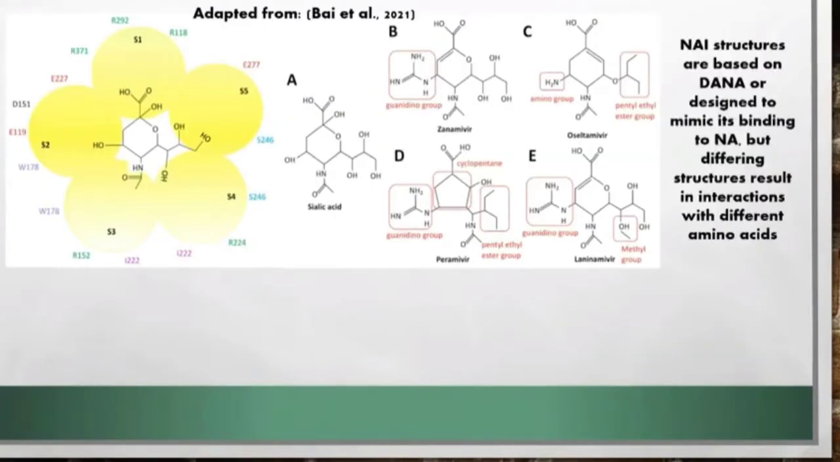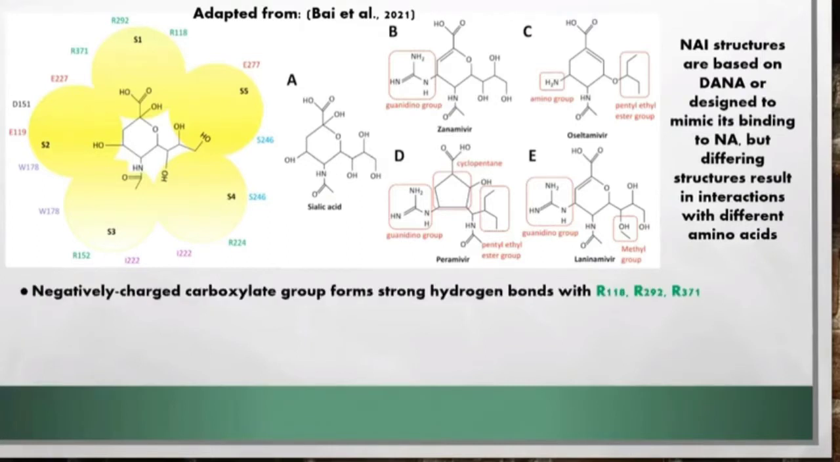So neuraminidase inhibitor structures are developed based on DANA or designed to mimic its binding to the neuraminidase, but differing structures result in interactions with different amino acids. All of these inhibitors with the negatively charged carboxylate group are able to form strong hydrogen bond interactions with subsite 1, which consists of arginine 118, 292 and 371.